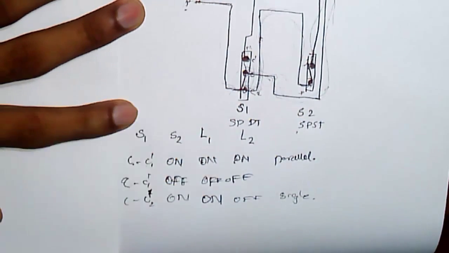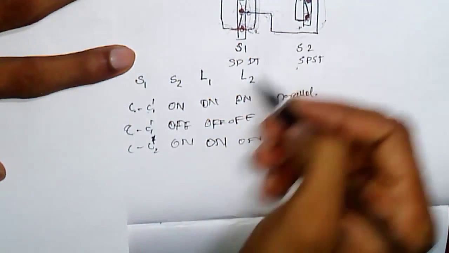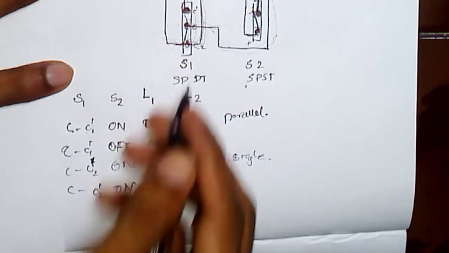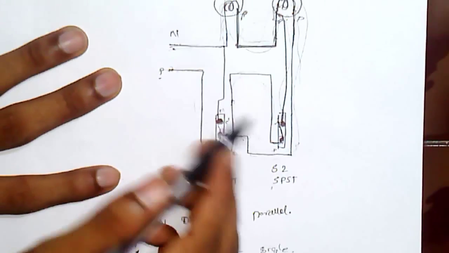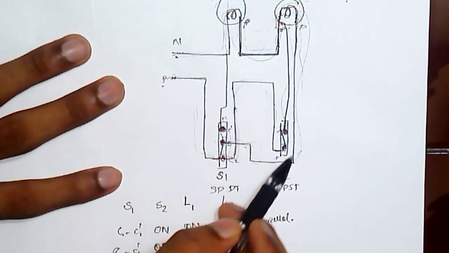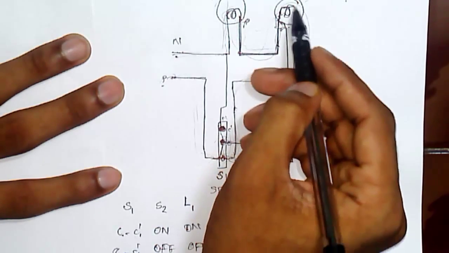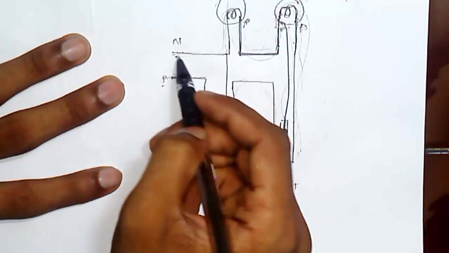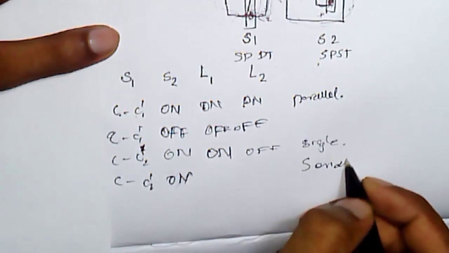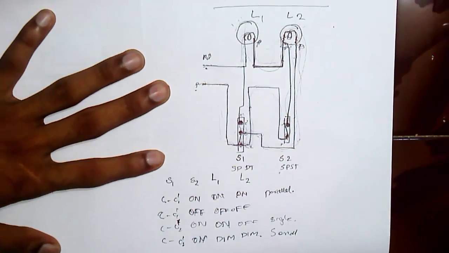Now the last position: S2 is opened and S1 is at C2 dash position. Now there is no connection here, so this can be left. The phase comes through C2 dash, and these two bulbs are connected in series to the neutral, so these two bulbs are in series and they will dim. Okay, this is the hospital wiring. Thank you.